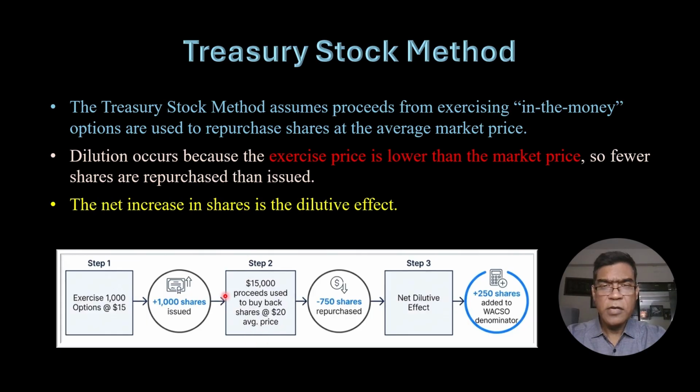So how many shares? 15,000 divided by 20 equals 750 shares that you can repurchase. So repurchased shares is 750. You see, minus sign is over here, plus sign is over here, because one is increasing and one is decreasing the number of shares outstanding. So the net dilutive effect is 250 shares. Those 250 shares should be added to the WACSO denominator. That is the net dilutive effect from the treasury stock method. Understand?